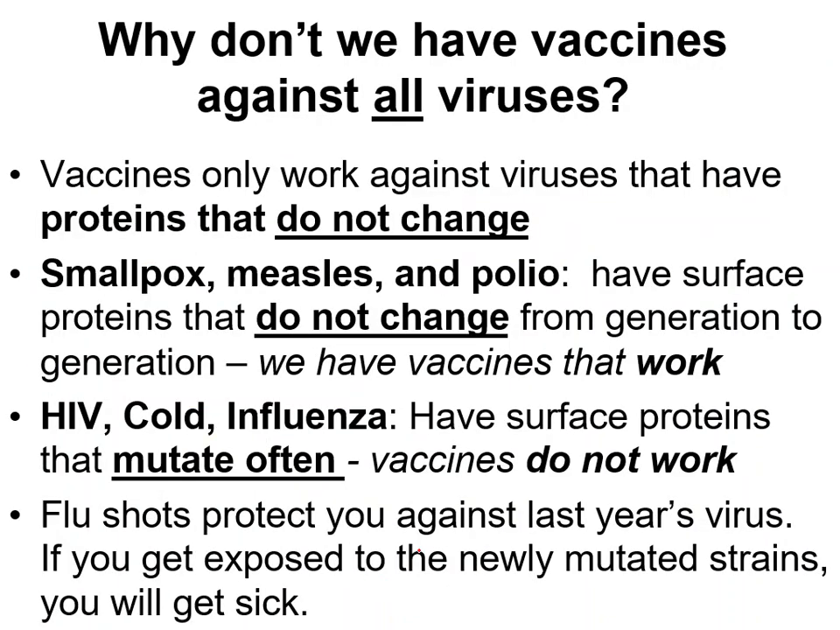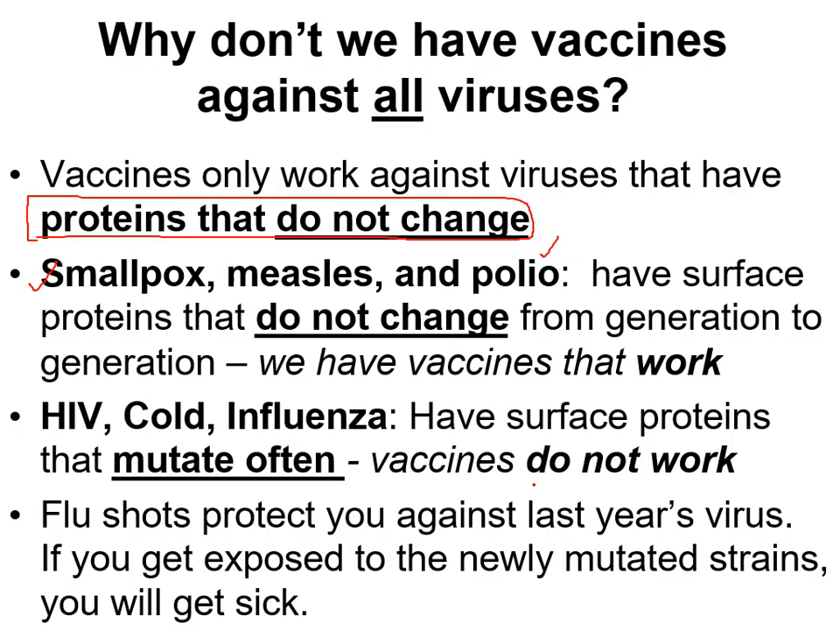All right, why don't we have vaccines for all viruses? Well, the first is that the surface proteins on a virus change rapidly because they mutate. So vaccines are really only effective against proteins that don't change very often. If you have a surface protein that doesn't really mutate, then a vaccine can be effective for decades or centuries. That's been true for things like smallpox, measles, and polio, you don't have to have repeated vaccines, you just have the one vaccine and you're done, right?